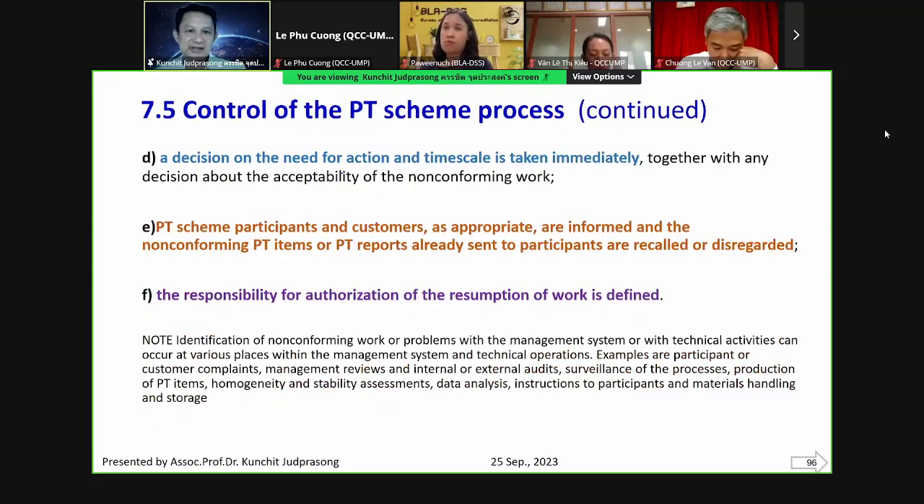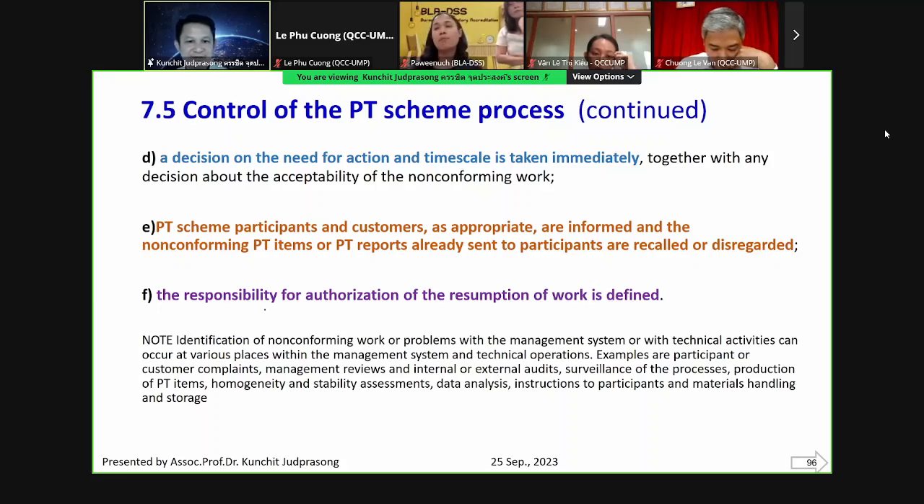The decision on the need for action and time scale is taken immediately. Some NC that you found may need really immediate action. The PT scheme participant and customer are informed, and the NC or non-conforming PT item or PT report already sent to the bank, recall all these records. So this is the one that pays for the report. You have to get back and make the amendment.